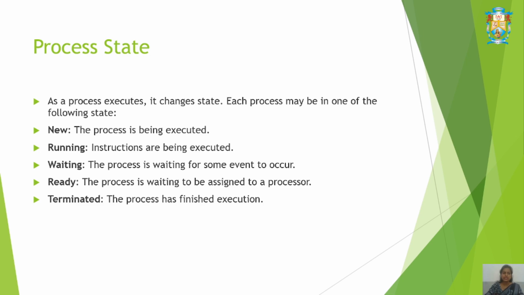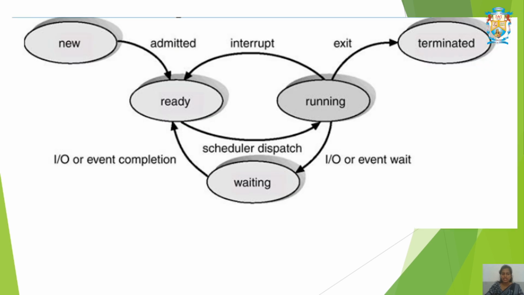The fourth one is the ready state. The process is waiting to be assigned to a processor. That means all the processes in the main memory that are ready to execute are considered to be in the ready state. When the process is ready for its execution by the CPU, the state changes to ready. The last state is the terminated state. The process has finished its execution. That means when the process finishes its execution, it has executed all the instructions in the program. In such cases it is termed the terminated state.